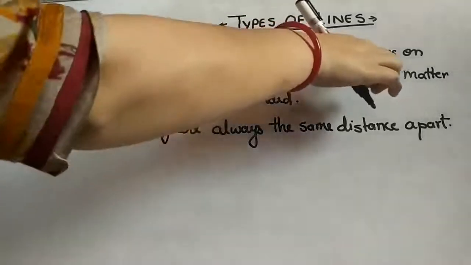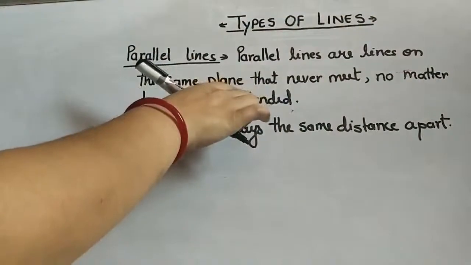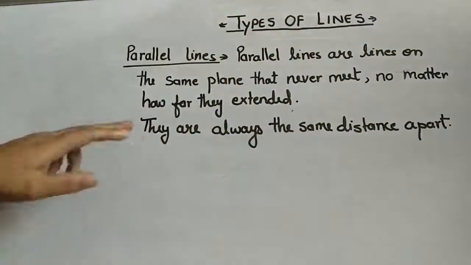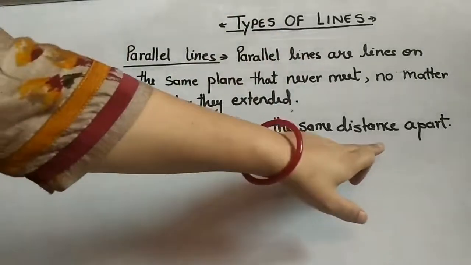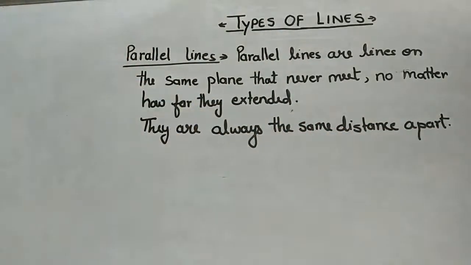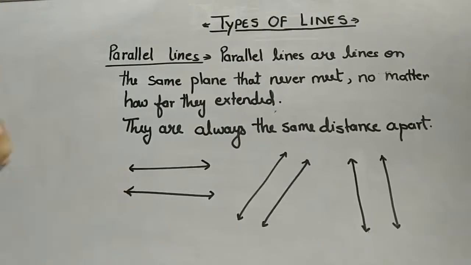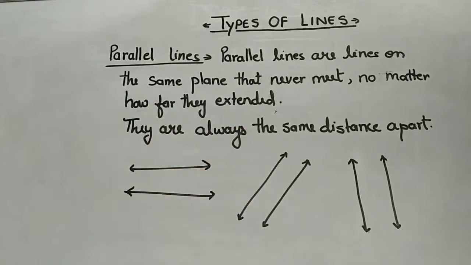Parallel lines are lines on the same plane that never meet, no matter how far they extend. They are always the same distance apart. So these lines are like this. They can be horizontal, vertical or diagonal.